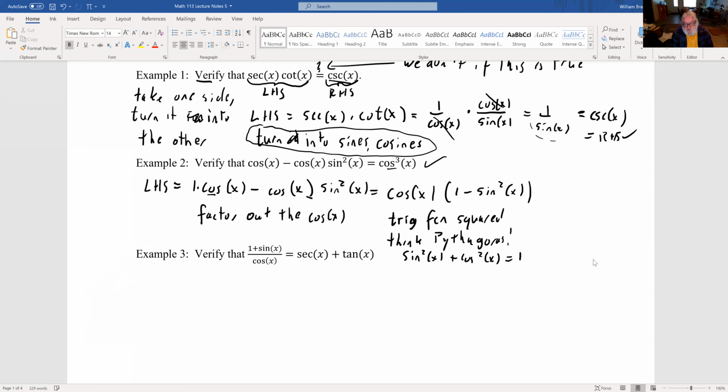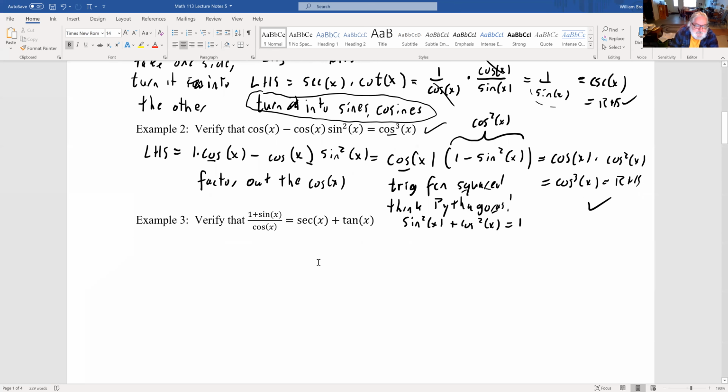Well, if you subtract the sine squared from both sides, you get 1 minus sine squared x equals cosine squared x. So this thing here is just cosine squared x. So we get cosine x, that's this, times cosine squared x, and that is in fact cosine cubed x, which is our right-hand side. So we've done our identity. So factoring, the usual algebraic things, but also if you see a trig function squared, think about Pythagoras.